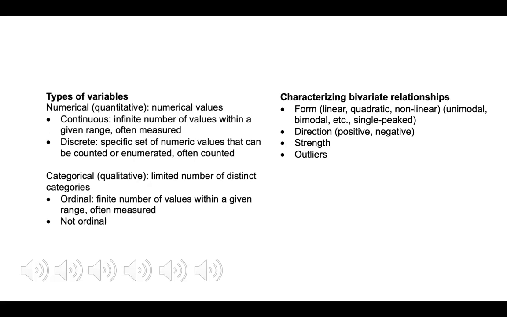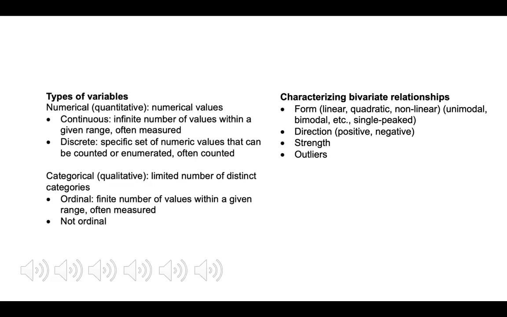On the other hand, if you are dealing with categorical or qualitative variables, we're dealing with information of distinct categories. The first type is ordinal, so we have a finite number of values within a given range, and normally they are ordered according to a specific criterion. And also there is non-ordinal information, which means that it is probably not numeric and it's hard to represent by numbers.